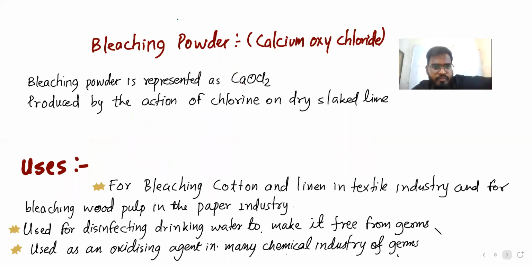Let's see the next chemical salt we are supposed to know: bleaching powder. It is also known as calcium oxychloride, represented as CaOCl2. It is produced by the action of chlorine on dry slaked lime. Let's see how we'll do this. Produced by the action of chlorine on dry slaked lime.